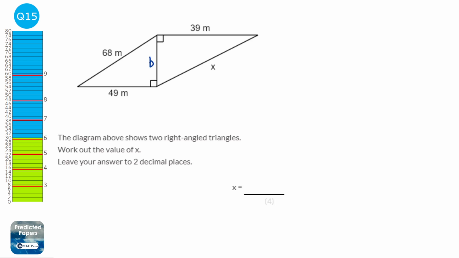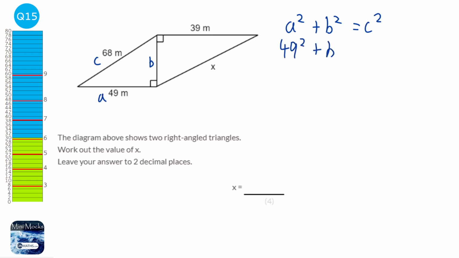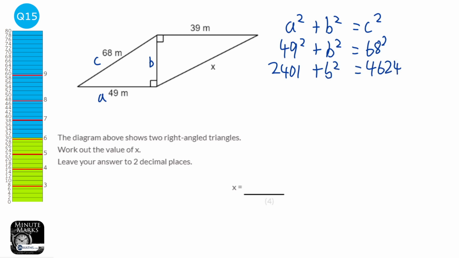And we know with Pythagoras we can find a third length if we've got the other two in a right-angled triangle. So a squared plus b squared equals c squared. And a and b were labelled. C is always opposite the right angle, so it'd be 49 squared plus b squared equals 68 squared. And 49 squared is 2,401. And 68 squared is 4,624.